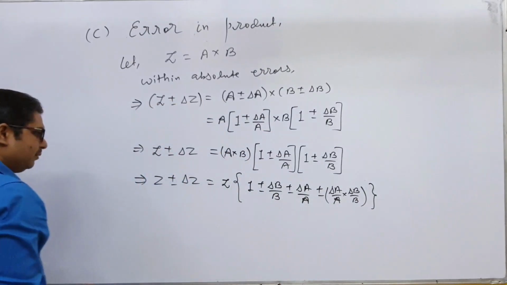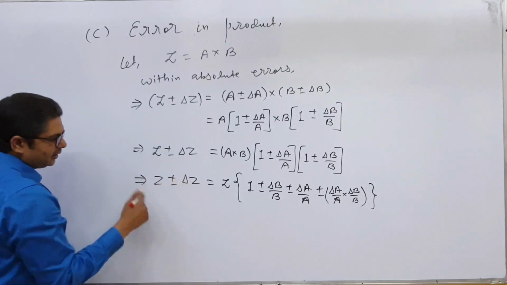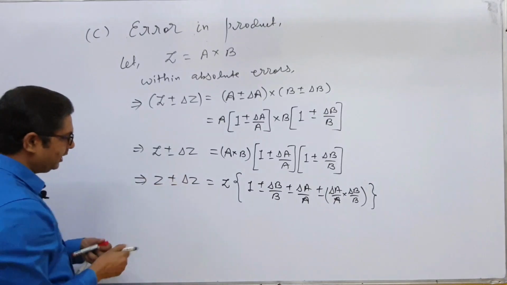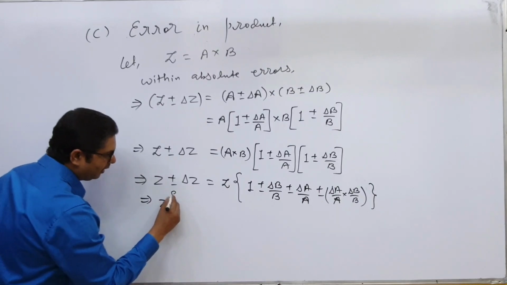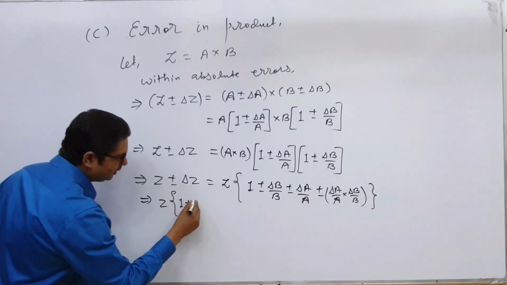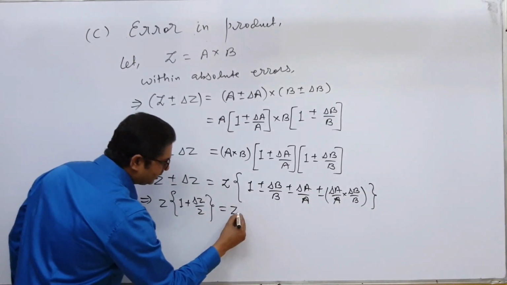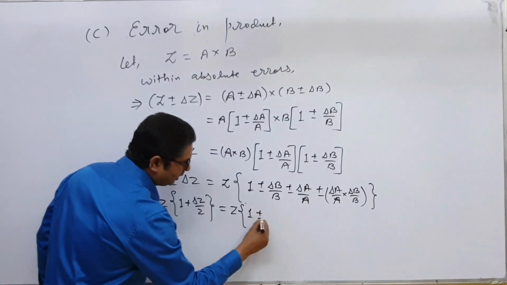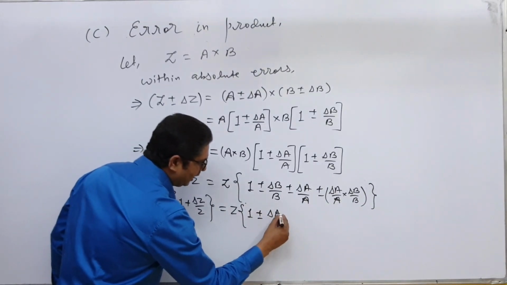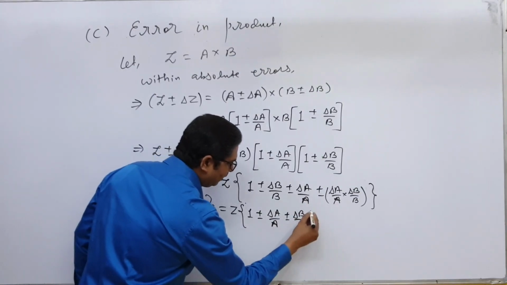Here you are saying that, and in the LHS also you can take out the Z. You take out the Z from here also. So what you have? You have 1 plus minus delta Z by Z. And on the RHS you have 1 plus minus delta A by A plus minus delta B by B.